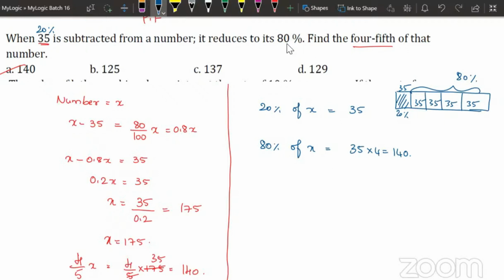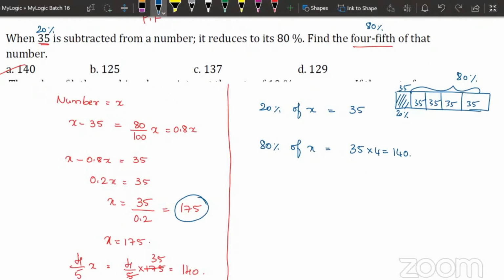Here, we will convert fractions and percentages interchangeably, and we will see in the next class how to convert percentage to fractions and fractions to percentage. So 4/5 is nothing but 80%. If you know 20% is 35, 80% is just 4 times that. We don't have to find the original number. That is not necessary. They've asked us to find only 4/5 of the number, which is 140.